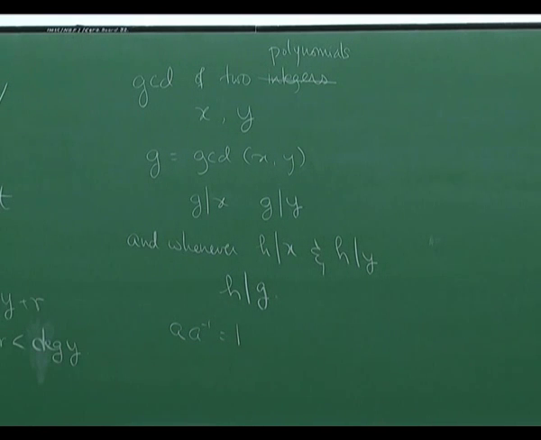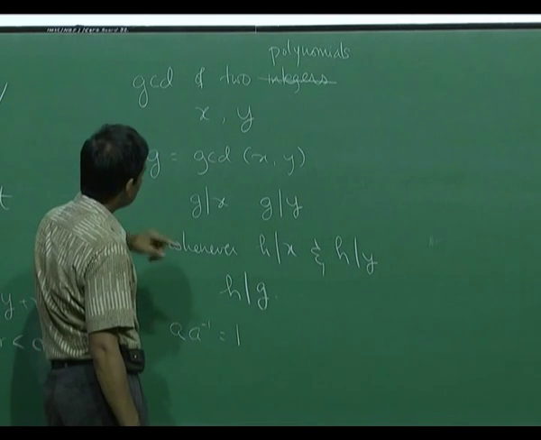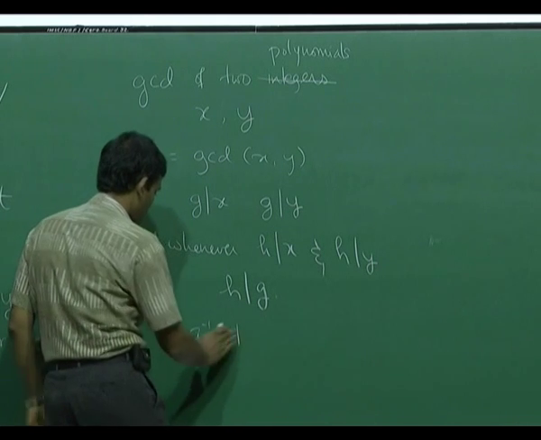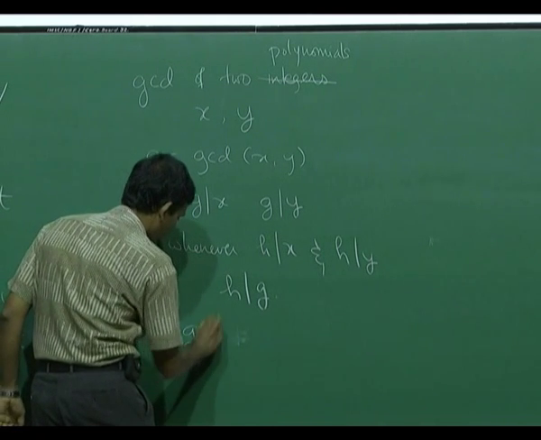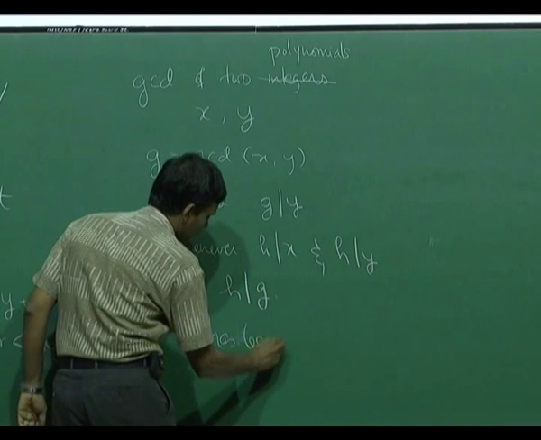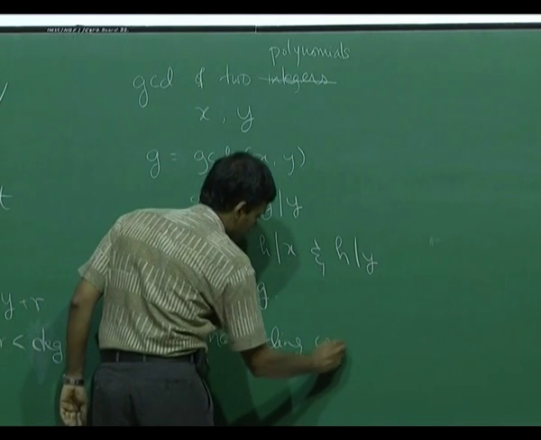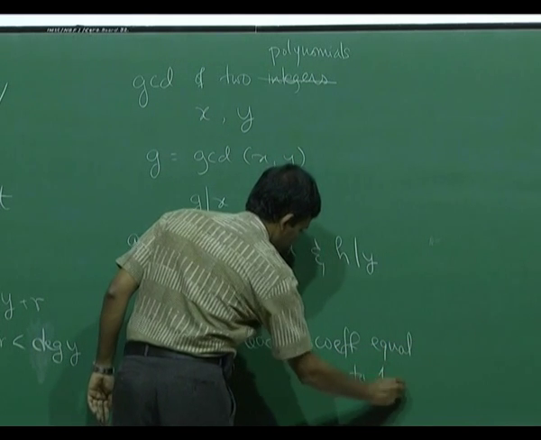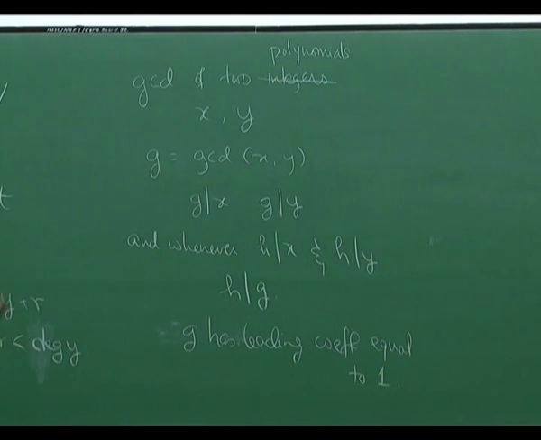So if you have two polynomials, then you can talk about the GCD, but just to make it unique, you can say that it is monic. G has leading coefficient equal to 1. Otherwise, there are too many GCDs. Okay, and the algorithm for computing this is the same as this.